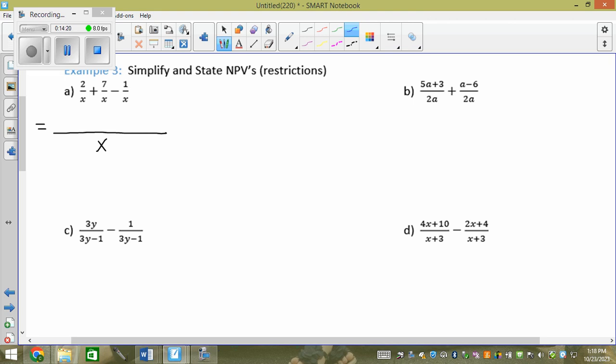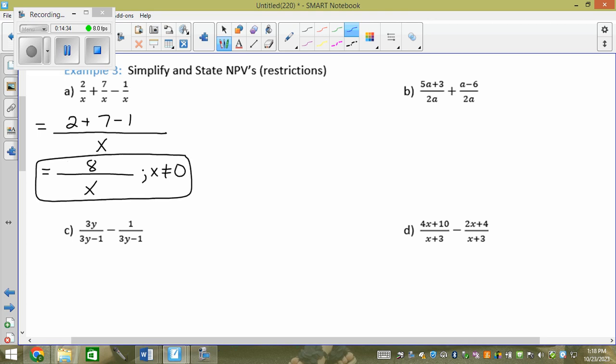First step is to get common denominators. Next step is to put your numerators all over it. Then we collect like terms. So we get 2 plus 7 is 9 minus 1 is 8. But we have to follow behind with x can't equal 0 because we have non-permissible values here, right? And non-permissible values are always stated before you cancel.